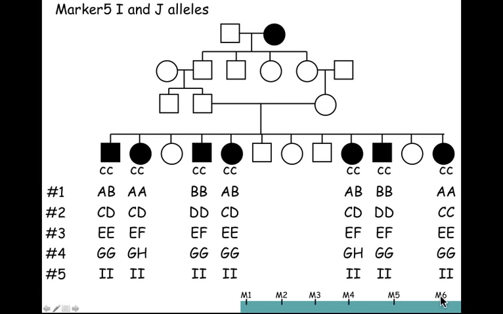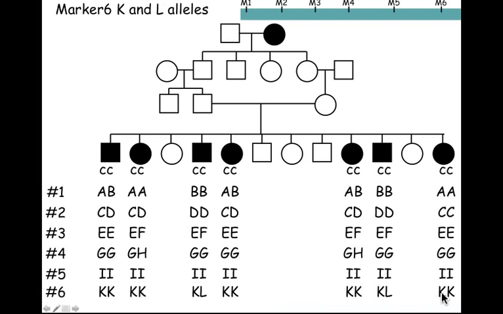Now if we go even a little bit further to M6, we start to see a few recombinants again. So we start to see a few that are heterozygous, so they're not all homozygous anymore. And what this means is we've probably gone past the gene. So the gene is probably somewhere in the vicinity of M5. We saw a few recombinants on this side, a few recombinants on this side, so the gene is likely someplace right in the middle.